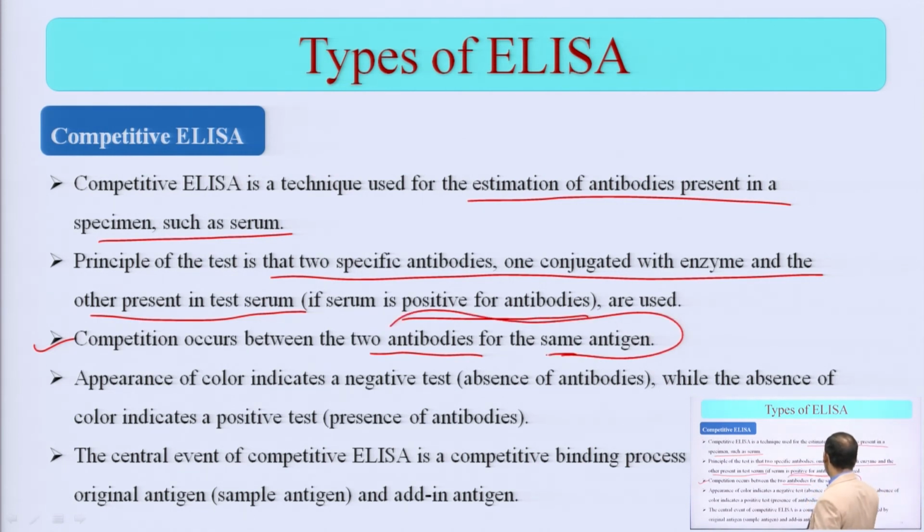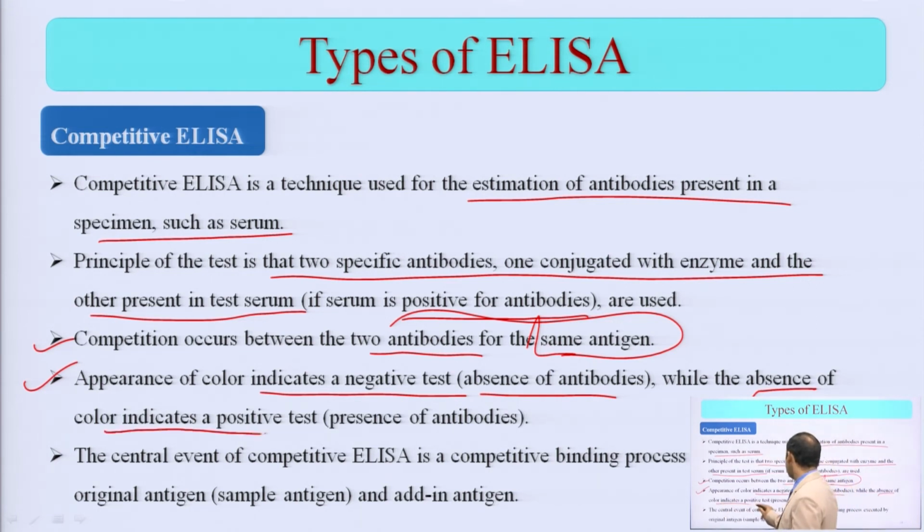There are two antibodies for the same antigen, so a competition will happen. So, appearance of color change indicates the negative test, absence of antibodies, while the absence of the color indicates the positive test, presence of antibodies.